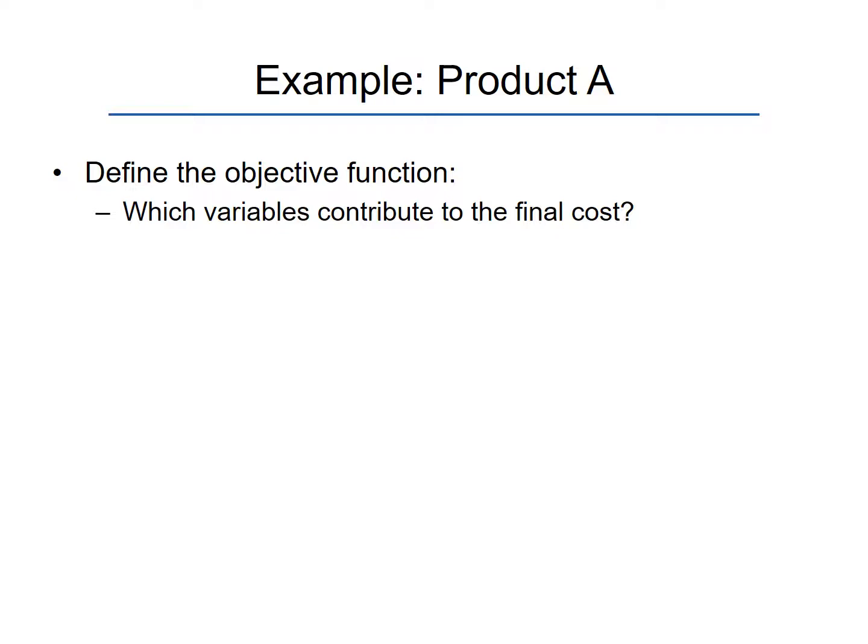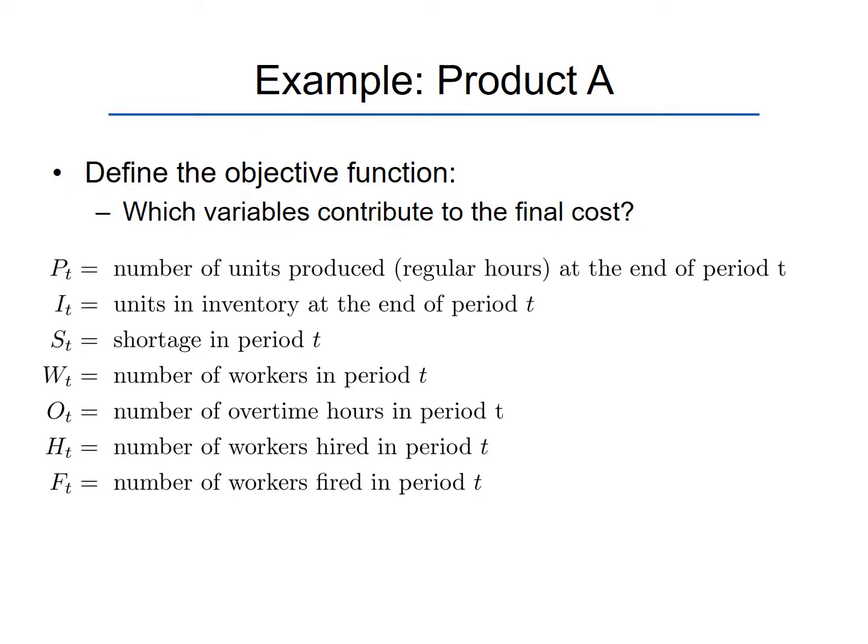The next step is to create the objective function. This is our objective. What are we trying to minimize or maximize? In this case, I'm trying to minimize the final cost. To create the objective function, we have to decide which of the decision variables that we specified in the last slide actually contribute to the final cost. In this problem, it's actually all of them. All of these variables have a cost component to them that is going to contribute to that final cost, or the objective value.